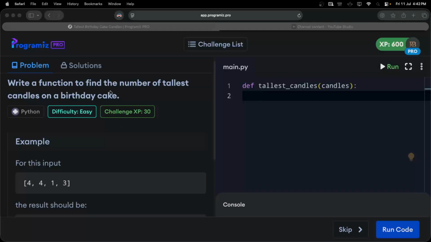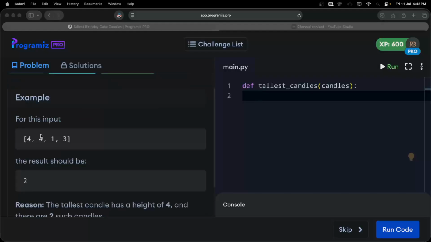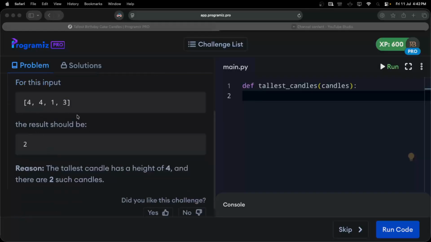Hello guys, so in this problem what we need to do is find the tallest candle on a birthday cake. Okay, so this is interesting. We will be given a list of candles and their heights, and from that we will need to find out what's the tallest, and then calculate it. Okay, so how many candles are there?